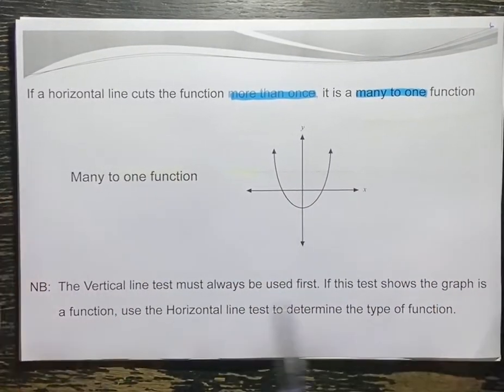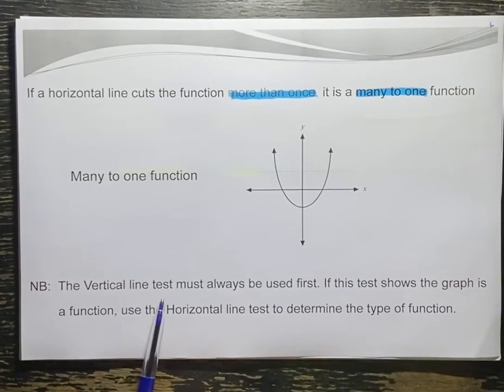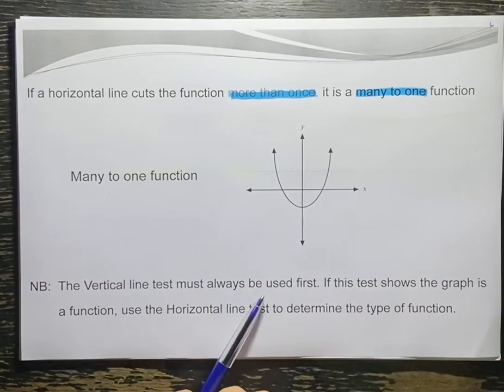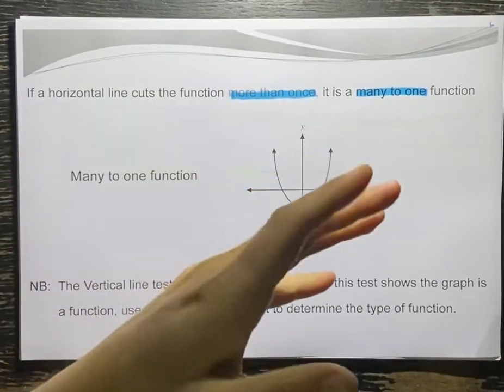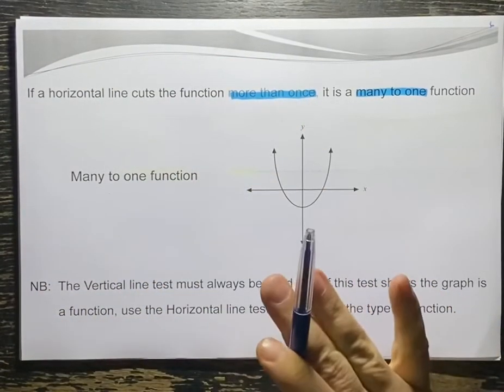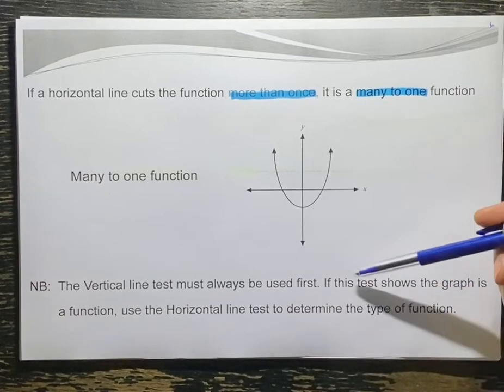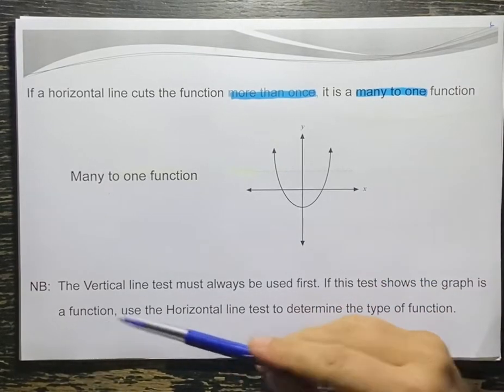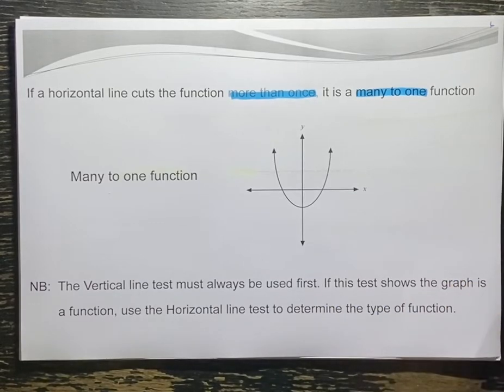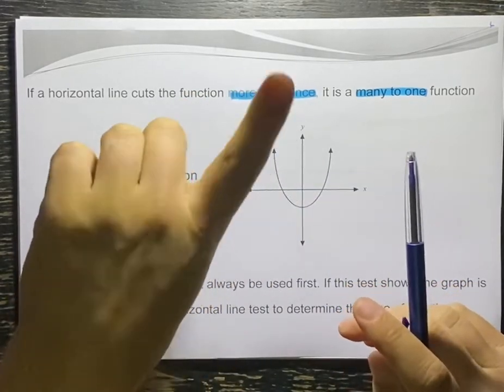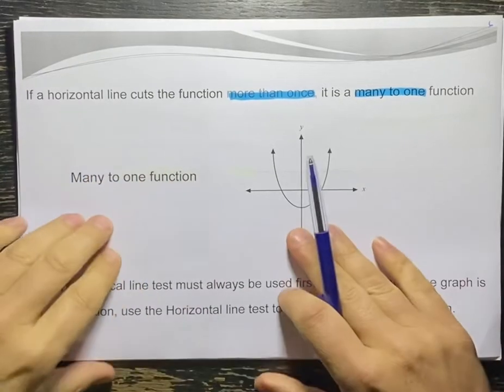Okay. Important, the vertical line test must always be used first. That will help you decide, is it a function or not? Okay, once you've decided that it is a function, if this test shows the graph is a function, use the horizontal line test to determine the type of function. And remember, we have two types, a one-to-one and a many-to-one.